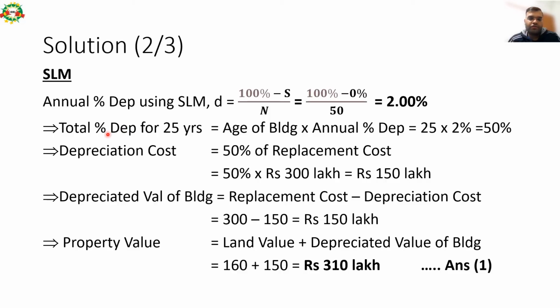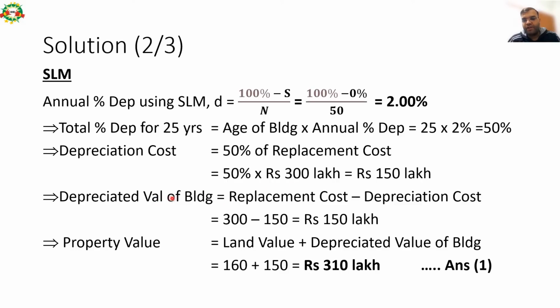So the depreciation cost we know is 50% of the replacement cost, which we calculated in the last slide. So 50% of 300 lakh rupees, 3 crore rupees, is equal to 150 lakh rupees, which is the depreciation cost or depreciation amount. We know the depreciated value of the building is equal to the replacement cost new, or RCN, minus the depreciation amount. So 300 lakh rupees, which we calculated in the last slide, minus 150 lakh rupees as calculated above, is equal to 150 lakh, the depreciated value of the building.